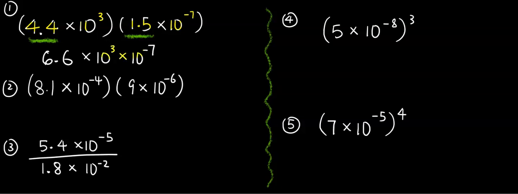All right, look at these two. Keep the base, add the power. One is 3, one is negative 7. Put together is negative 4. So we're going to erase this part we don't need. We have 6.6 times 10 to the negative 4th power.